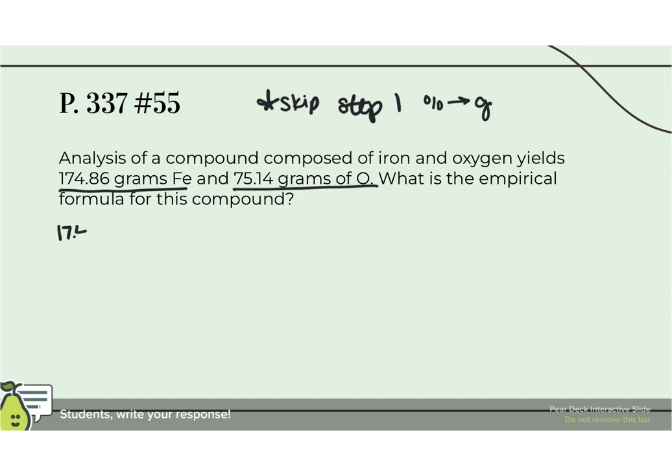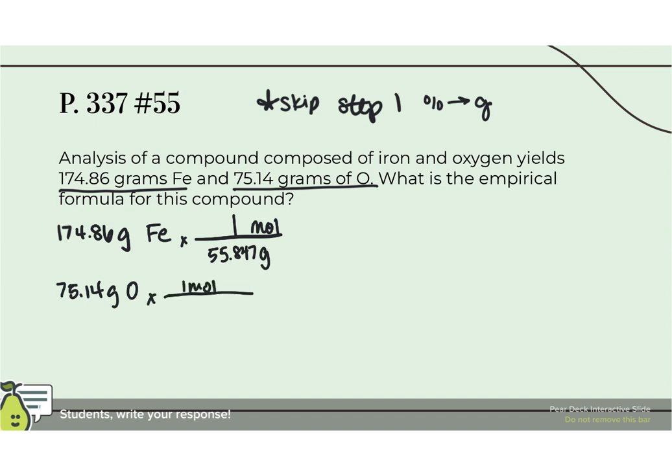I'm going to be converting 174.86 grams of iron and 75.14 grams of oxygen into moles. So I'm going to look at the periodic table. I'm going to see how heavy iron is for 1 mole, and that is 55.847. I'm going to do the same thing for oxygen. 1 mole is 16 grams.